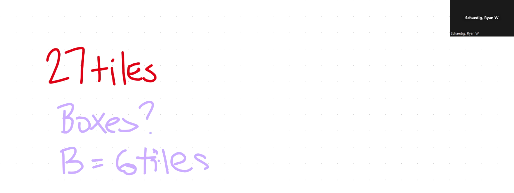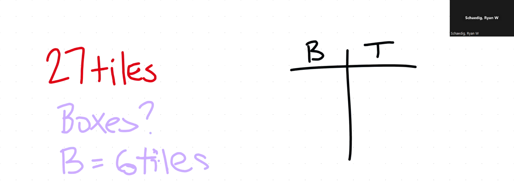So 27 total tiles, 6 tiles per box. How many boxes do we need? Well, when you think about this, and there's so many different ways to do this, but I'm gonna go kind of that 6th grade approach, like that T-chart and thinking about what's my rule, what's my input, my output might help us. So I'm gonna think boxes and I'm gonna think tiles.